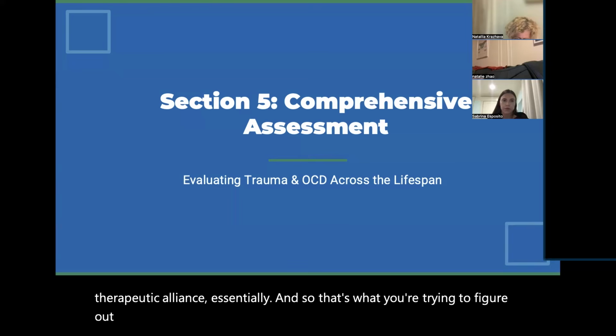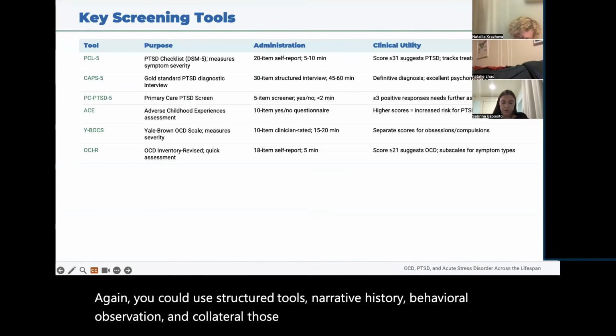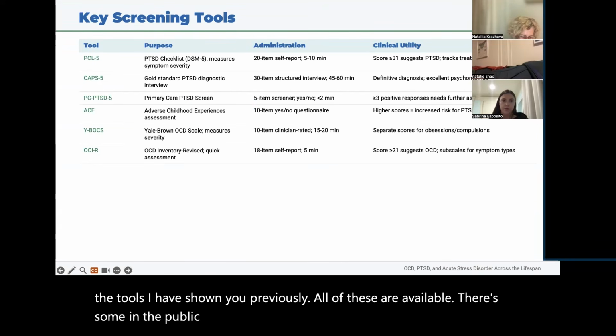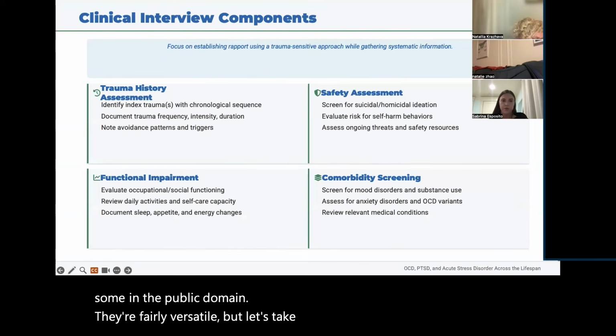Now, again, you could use structured tools, narrative history, behavioral observation, and collateral. Those are the tools of psychiatry, and these are the tools I have shown you previously. All of these are available. There are some in the public domain. They're fairly versatile. But let's take a look now at the clinical interview.